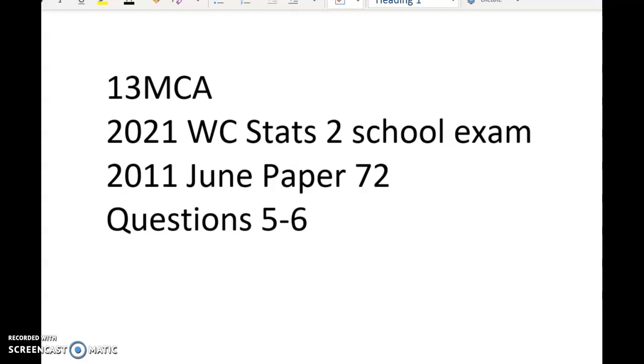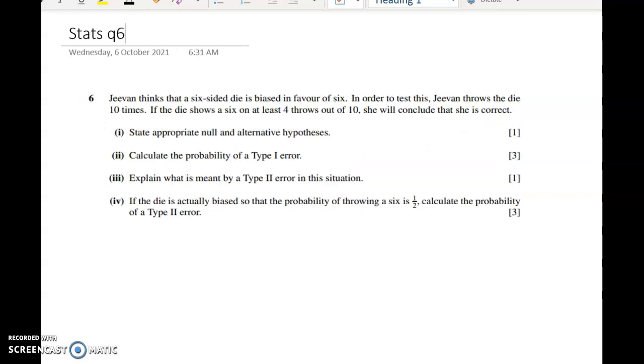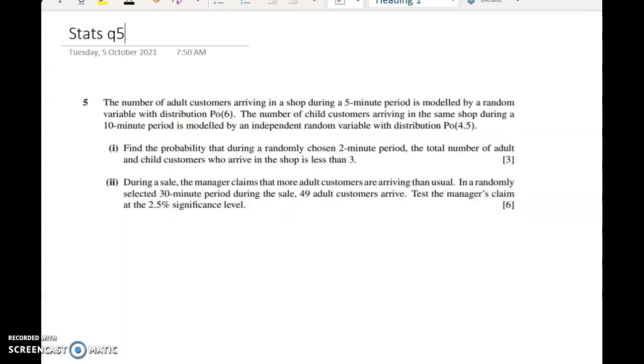Kia ora Year 12. In this video, I'm going to go over 2 more questions from the school stats practice exam. The first one is this one, which is about a Poisson distribution, and the second one is this one about a biased 6-sided die. Okay, so let's look at question 5 first.